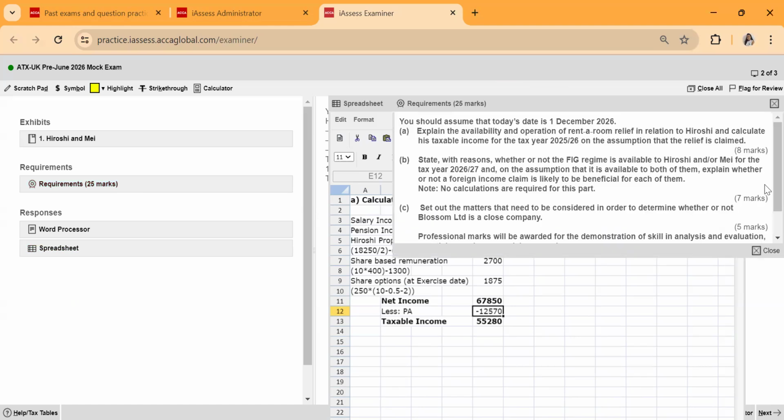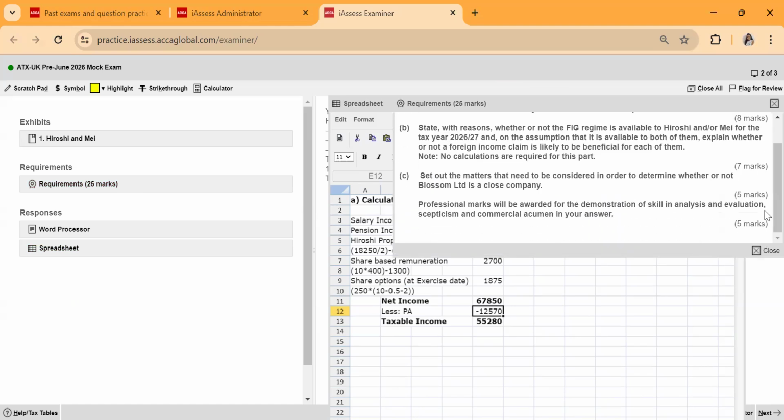Now let's just take the last part, 5 marks. This is the reason why I said to go for section B first, because it's quicker to do. In hardly 20-25 minutes, we are able to solve section B. Now set out the matters that need to be considered. Again, a theory question. We will do a discussion of it.